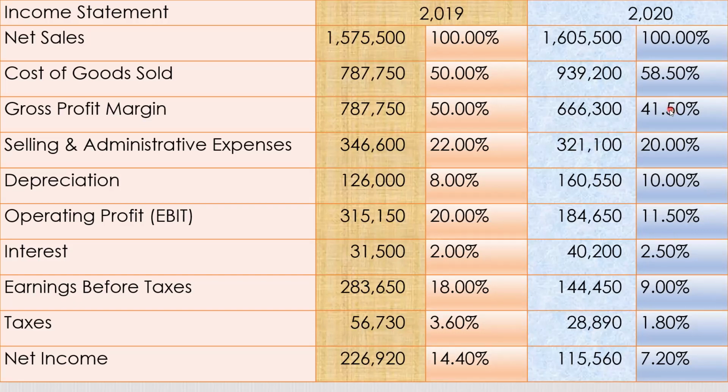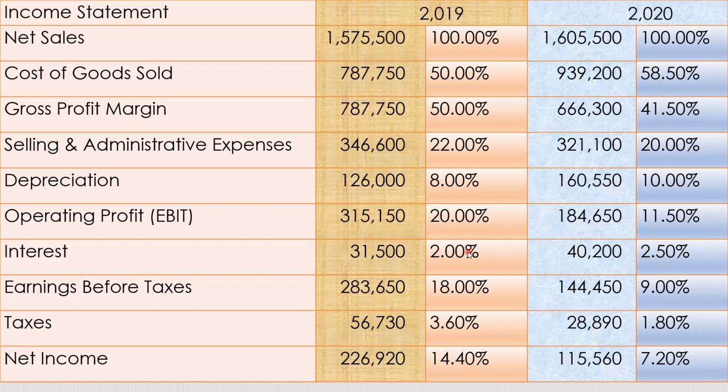So you can see, due to the increasing cost of sales by 8%, even though there is a decrease of 2% here compared to this one, there is again a 2% increase in here. So because of this increasing cost of sales, the operating profit figure also decreased to 11.5%.